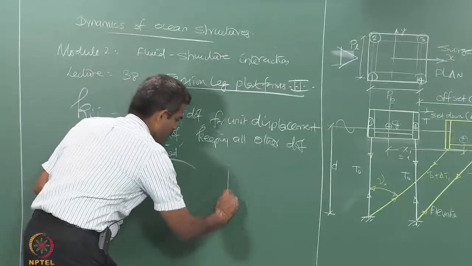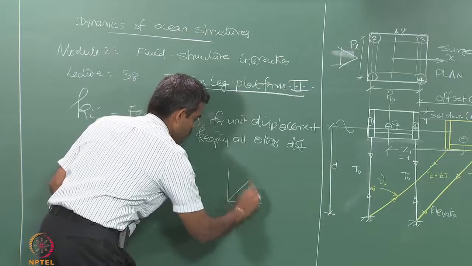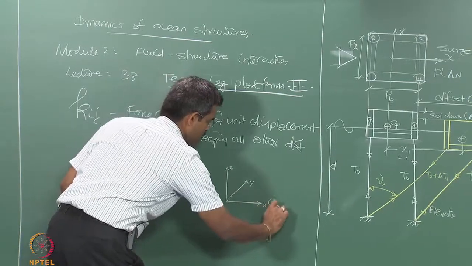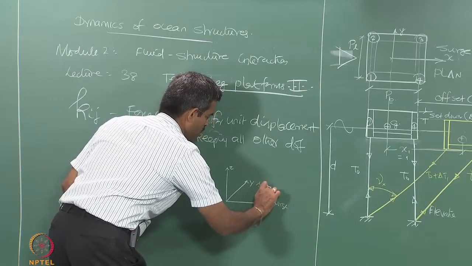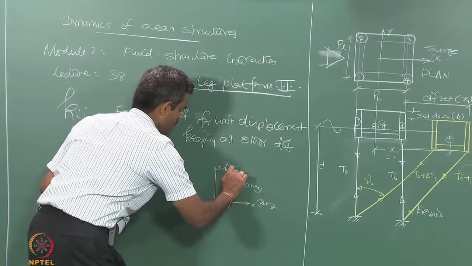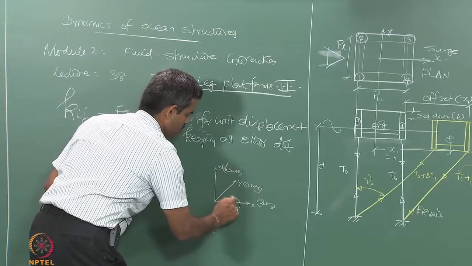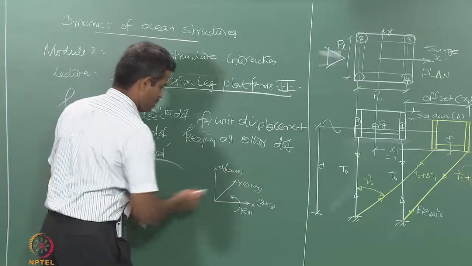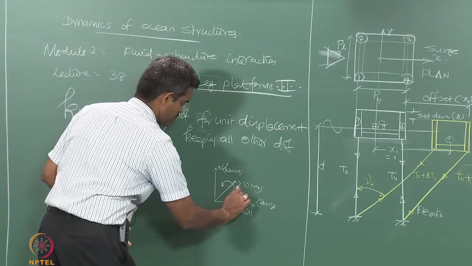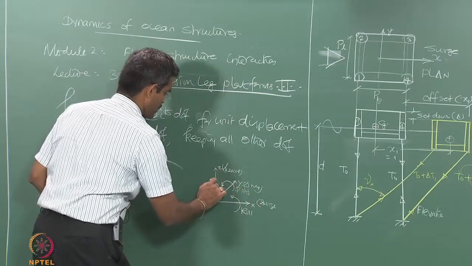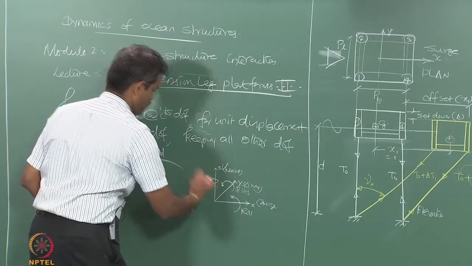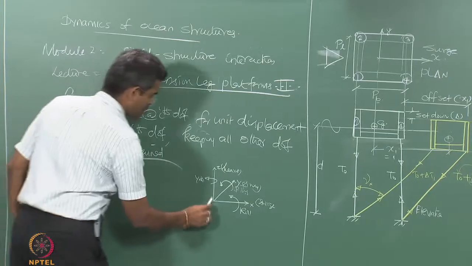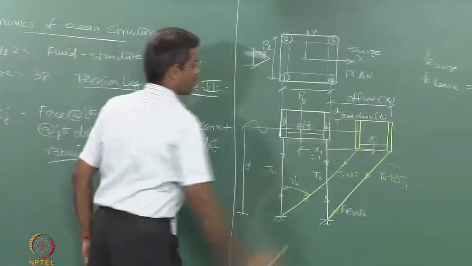To be very clear, this is what we are measuring. This is x, let us say this is y and this is z. This is surge, this is sway, this is heave and this is roll. Put the thumb towards this, four fingers will point out this. This is my pitch and this is my yaw. These are the degrees of freedom which we are actually measuring, and the point we are measuring is nothing but the CG of the platform.